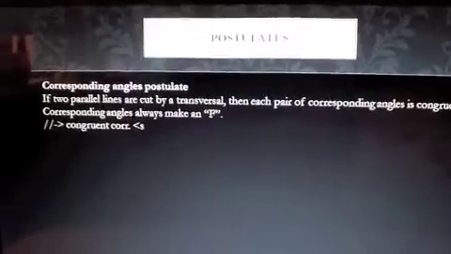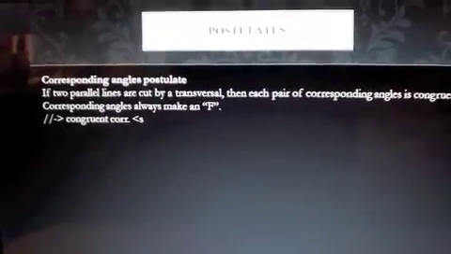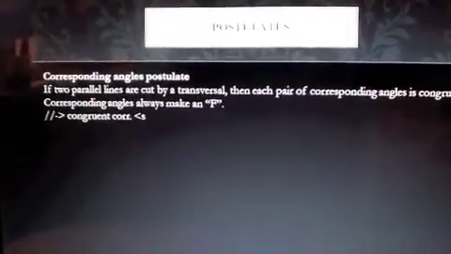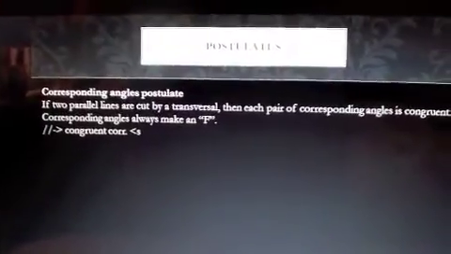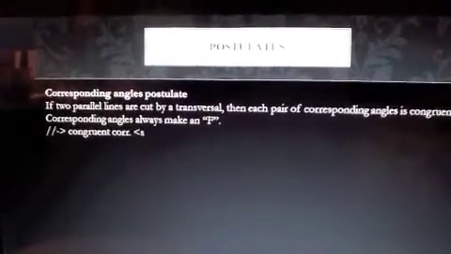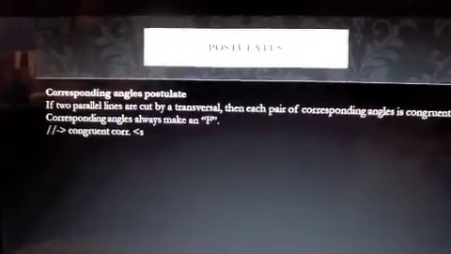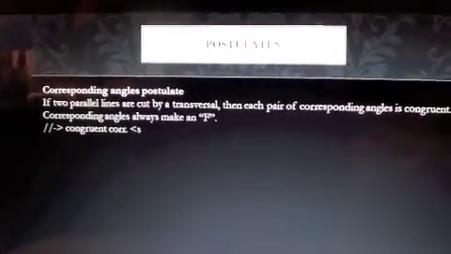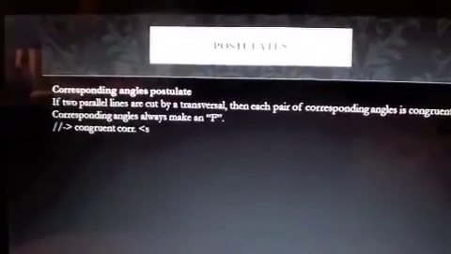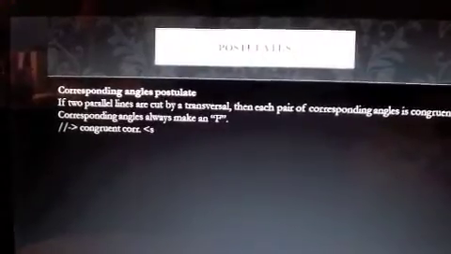There is only one postulate in this section of geometry. The postulate is about corresponding angles. It states that one interior angle and one exterior angle that are non-adjacent and on the same side of the transversal are congruent. When you look at these angles on a diagram, they make an F.